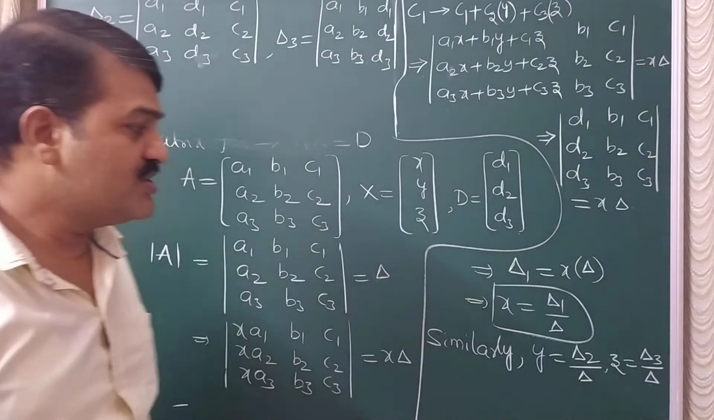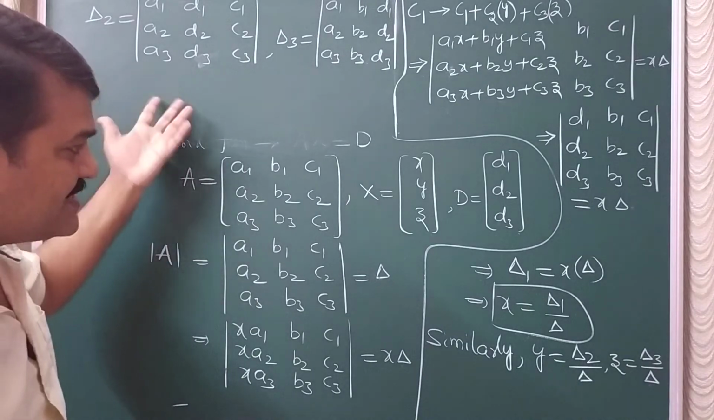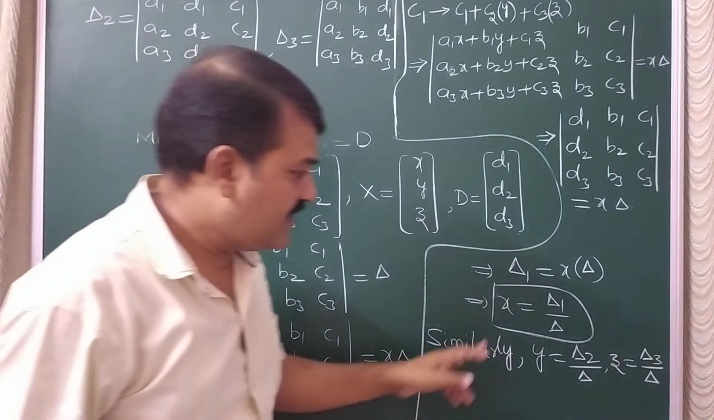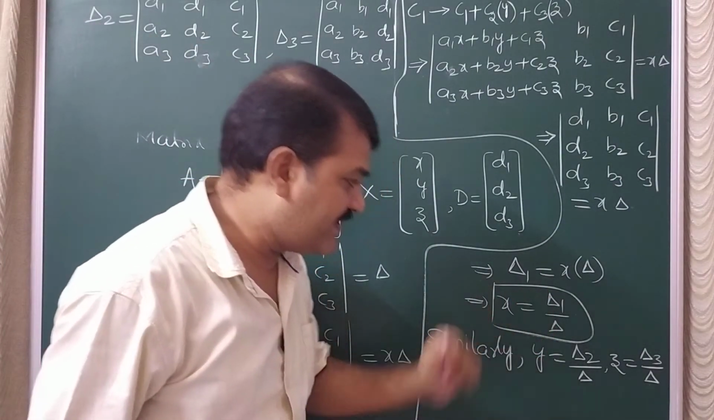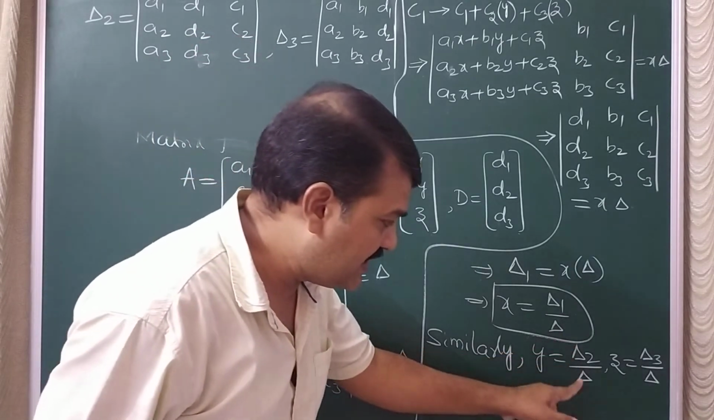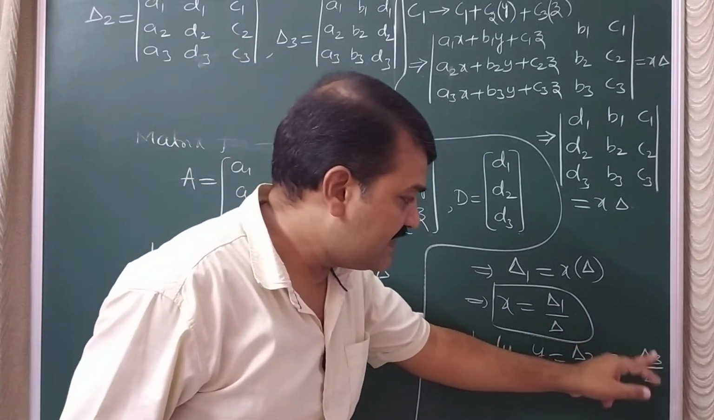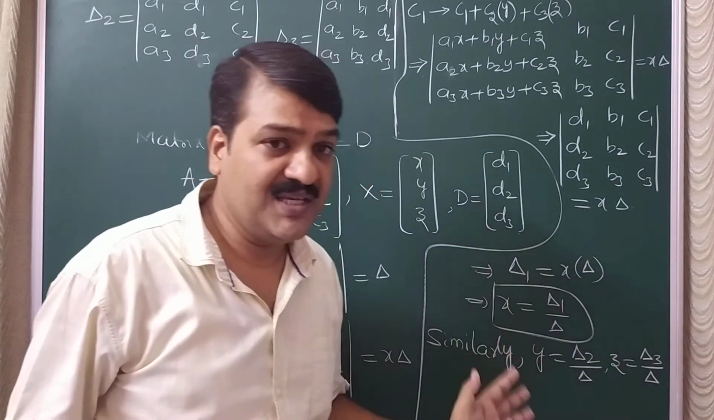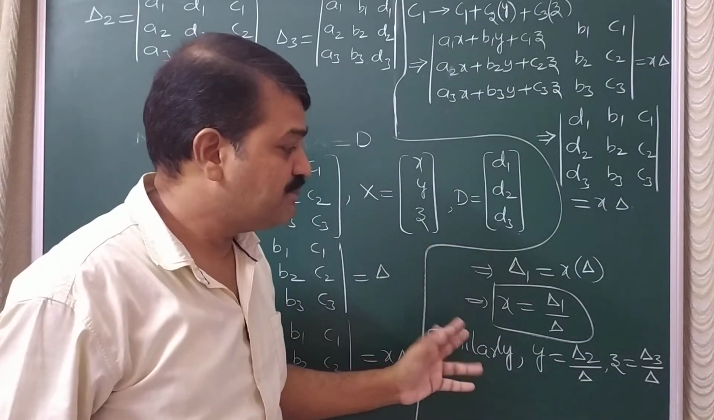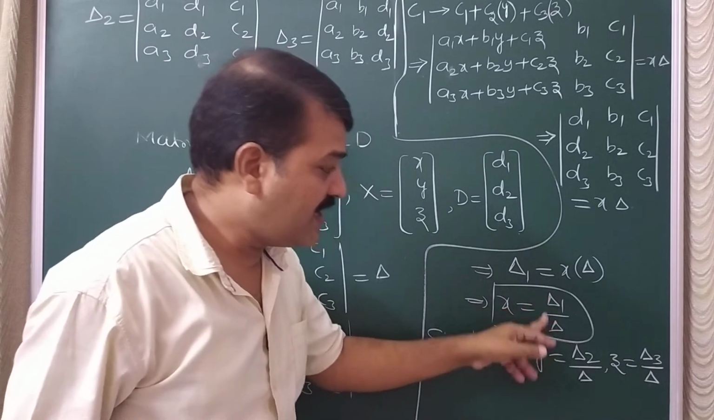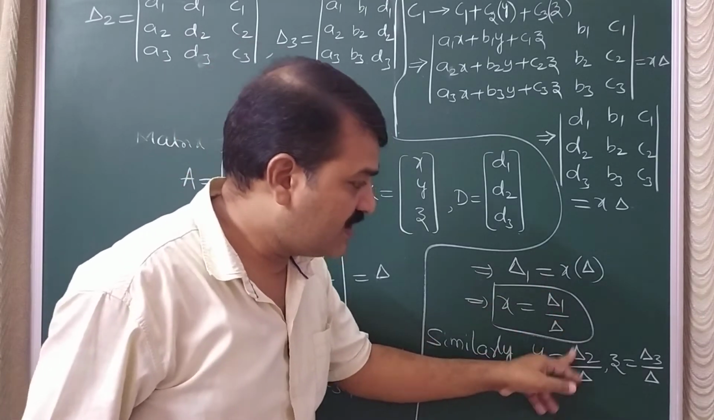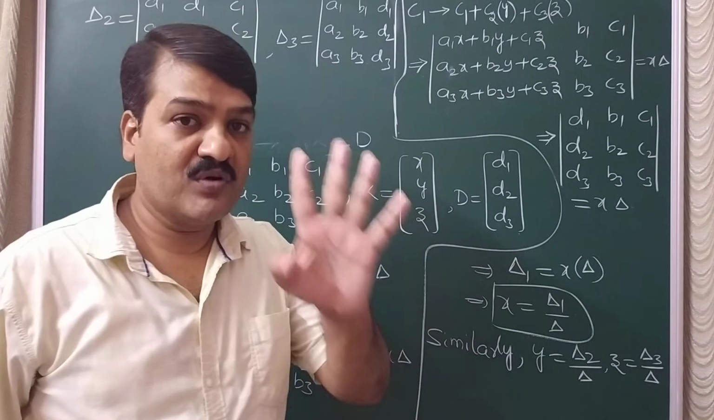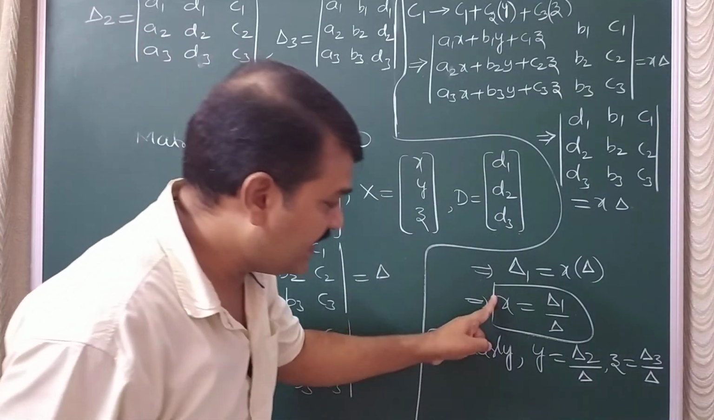So what is the solution? The solution of the system of equations is x is equal to delta 1 by delta, y is equal to delta 2 by delta, and z is delta 3 by delta. So this is the solution finally. To get the solution, you have to find delta, delta 1, delta 2, delta 3. Four determinants you have to find, then you can get the solution.